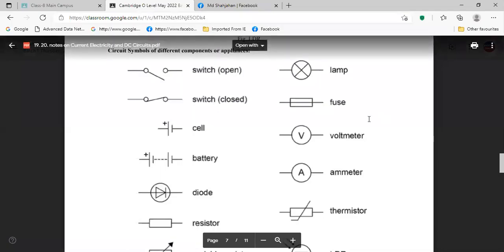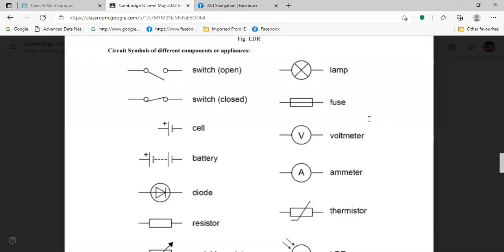Also the resistor, and the resistance decreases. So it's one kind of resistor, right? Yes, that behaves like this. When light falls on it, then resistance decreases. That's called light dependent resistor.